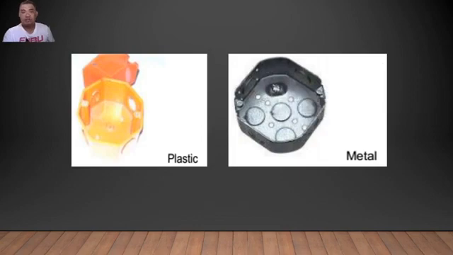The purpose of the junction box is where we are going to put our connections or splicings. This is where the junction box is very important, in both plastic and metal.